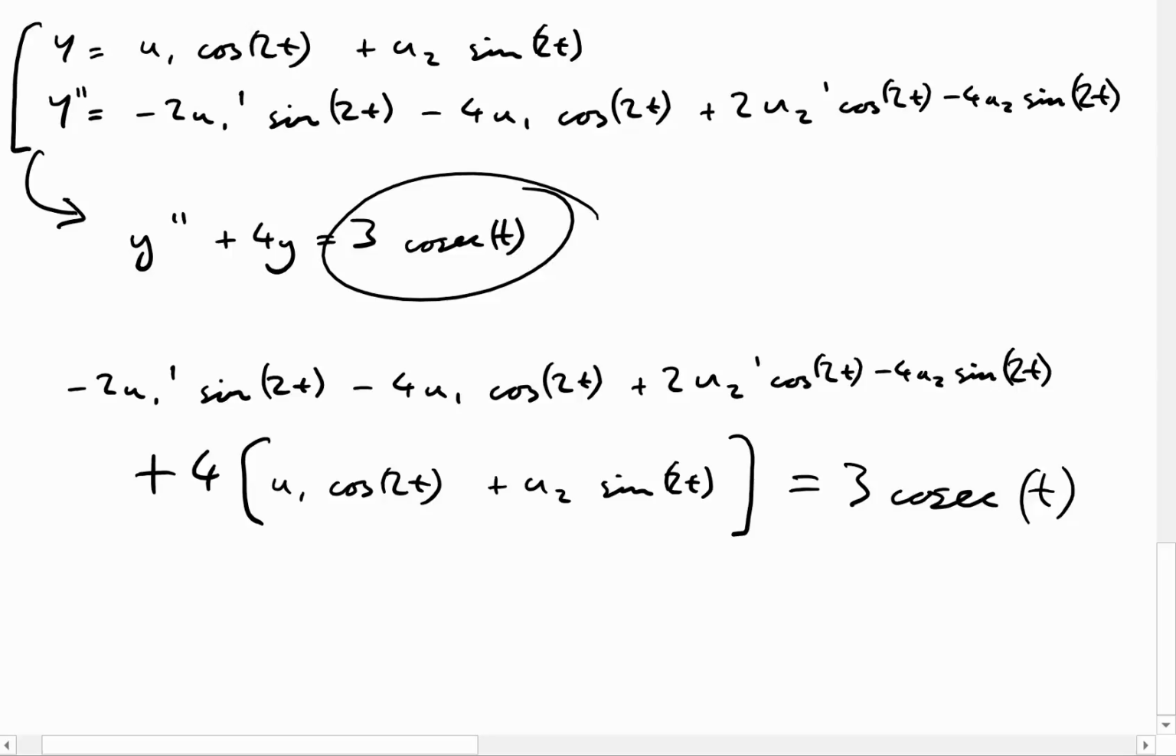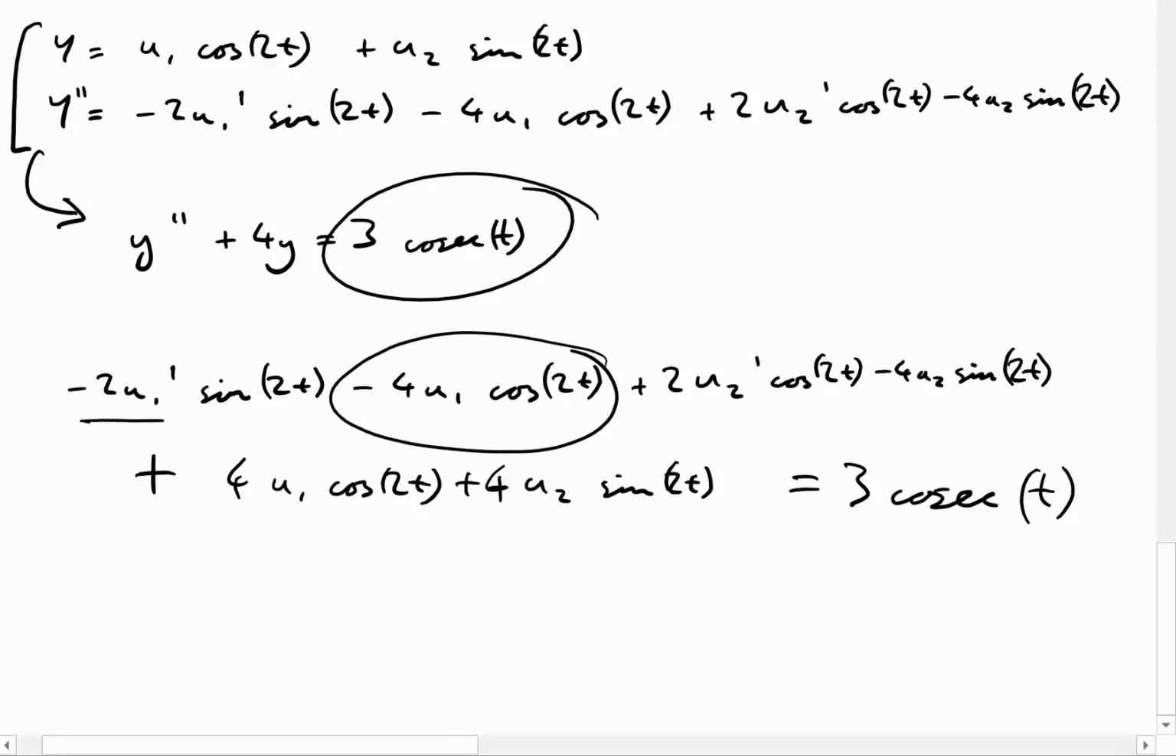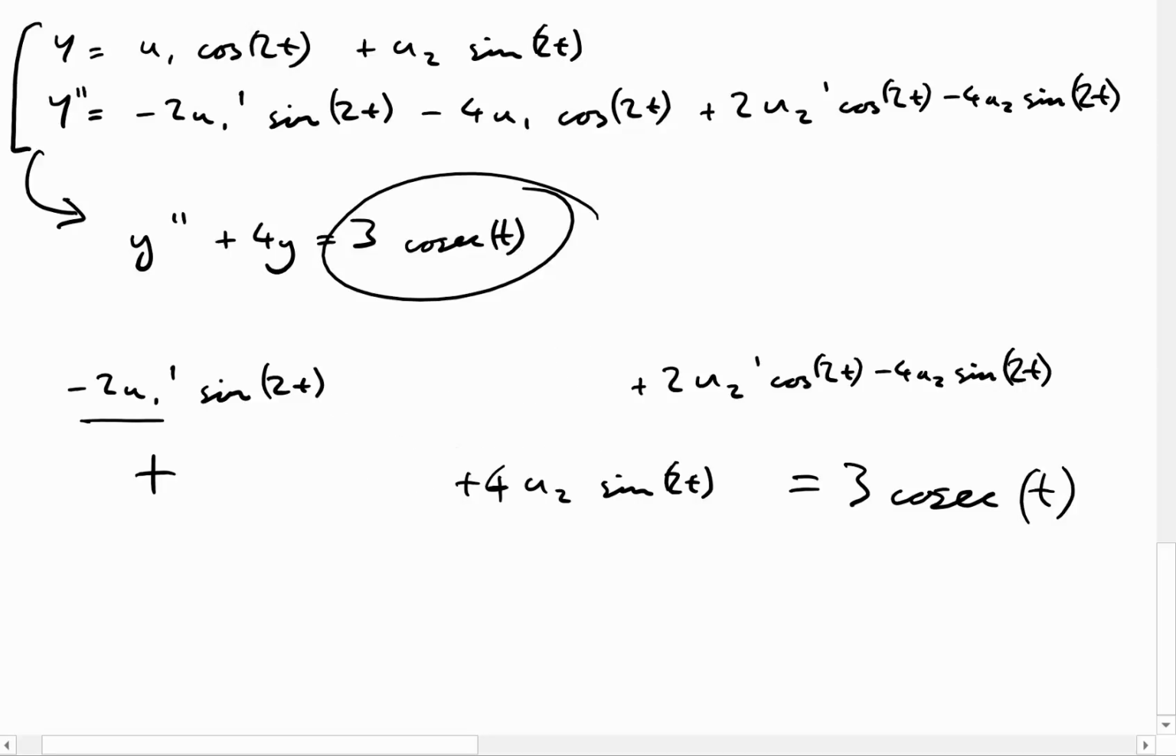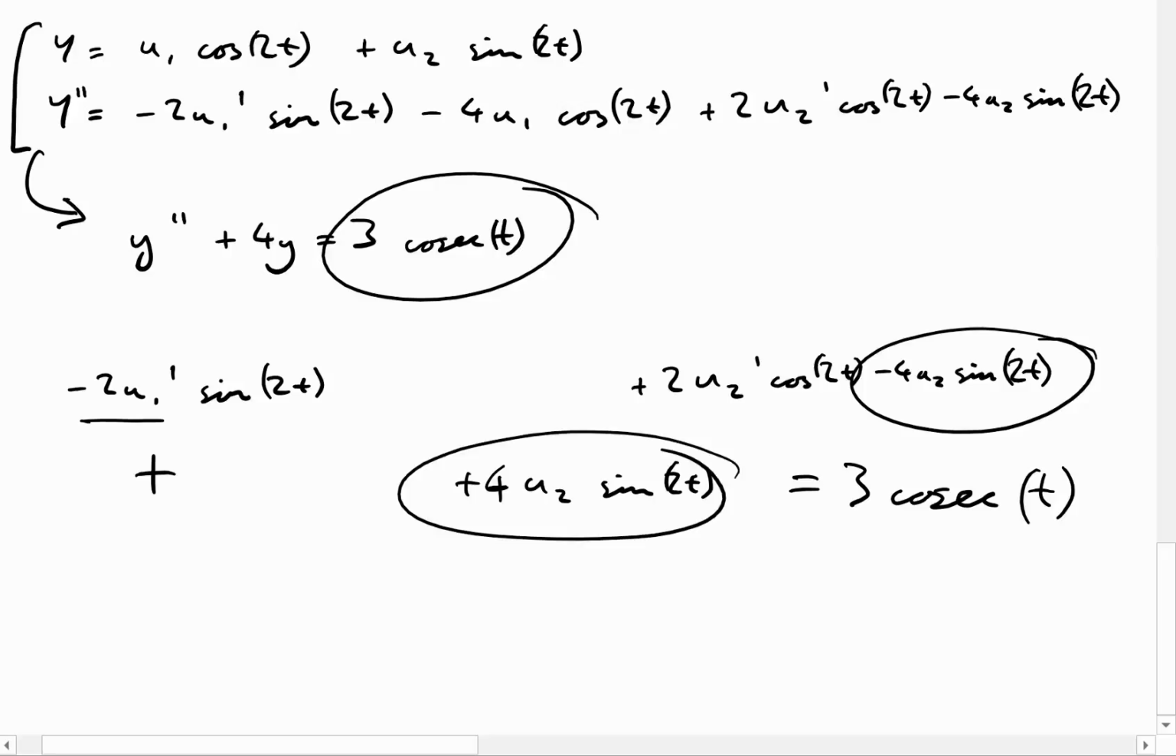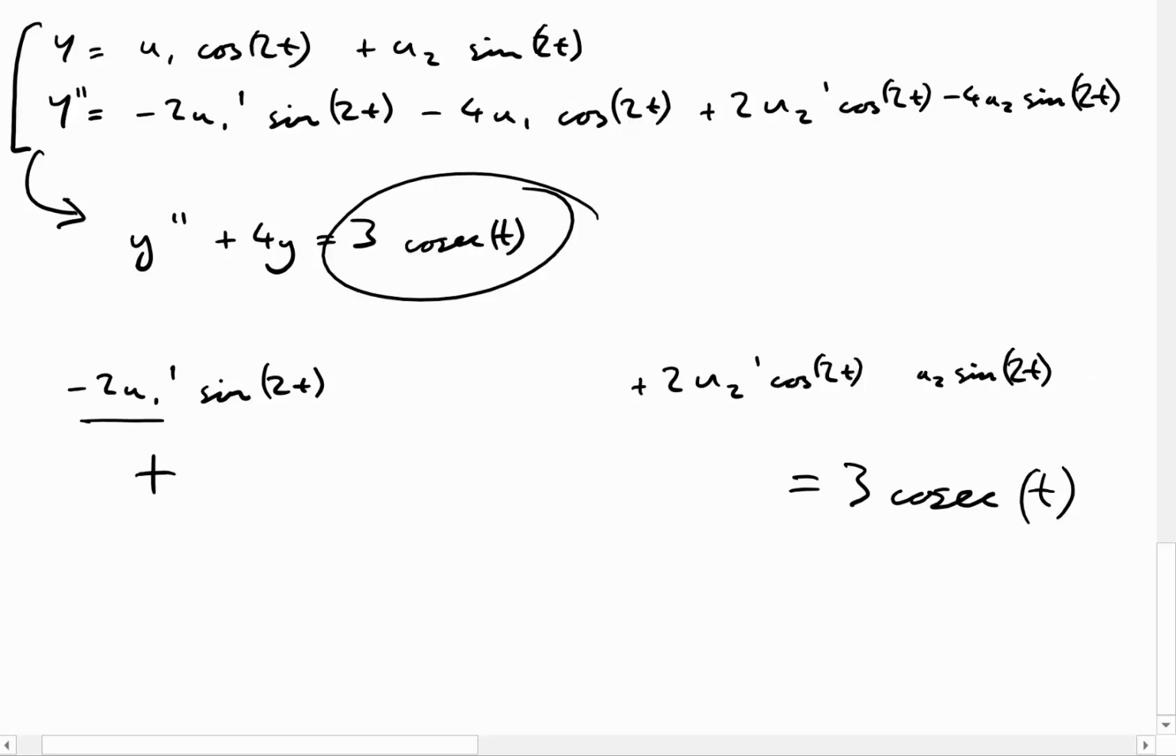So it's just a case of multiplying that out and simplifying it. Let's multiply 3 by 4. So 4 here, 4 here, and that's equal to 3 cosec t. So we end up with minus 2u1 dash. Then we end up with minus 4u1 cos 2t and plus 4u1 cos 2t, so those two things will cancel off. And then we end up with minus 4u2 sine 2t plus 4u2 sine 2t, so those two things will cancel off as well.